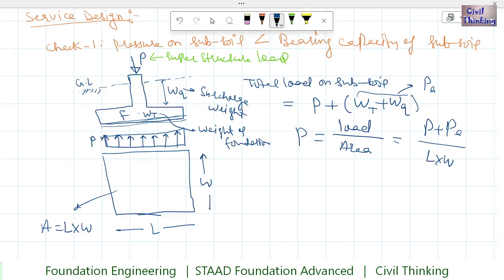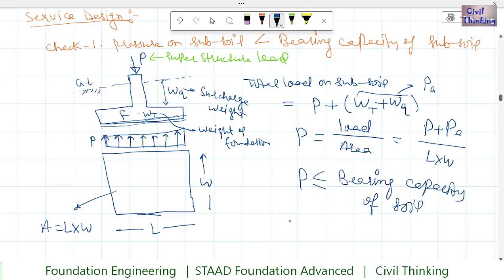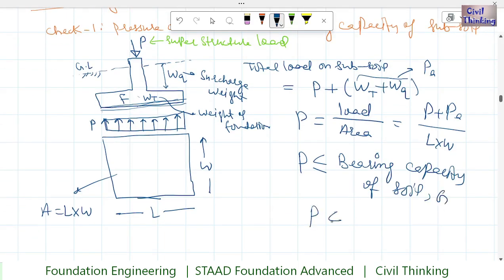So it means the same equal amount of force is exerted by what? By everything above the soil: the footing, the surcharge and the superstructure load. So this pressure should be less than or equal to the bearing capacity of the soil. We denote it with q. So P should be less than or equal to q. So this is the first check.